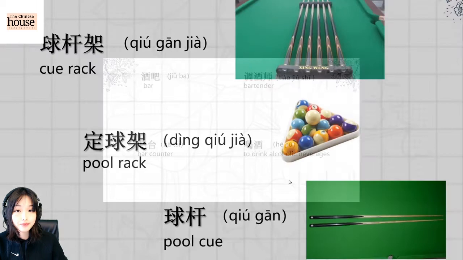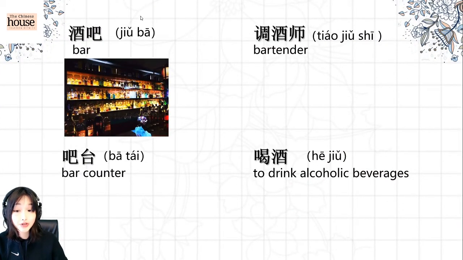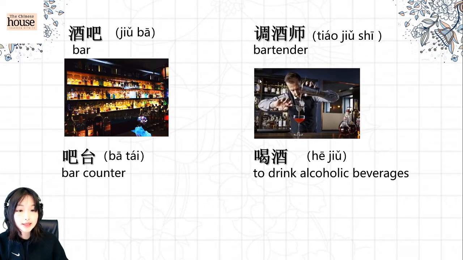And here, bar, 酒吧. But here, 酒 means liquor, we have learned before, and 吧 means bar. So in Chinese, bar is not 吧, it is 酒吧, liquor bar. 酒吧. And bartender, 调酒师. 调 second tone, 酒 third tone, 师 flatten, sorry. 调酒师, bartender.